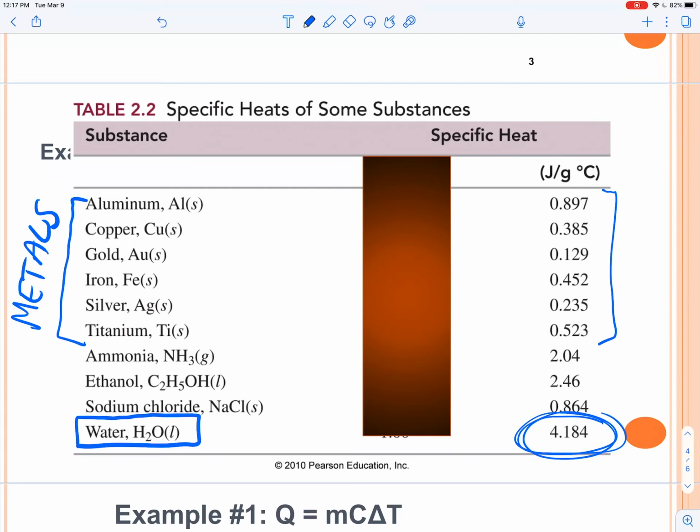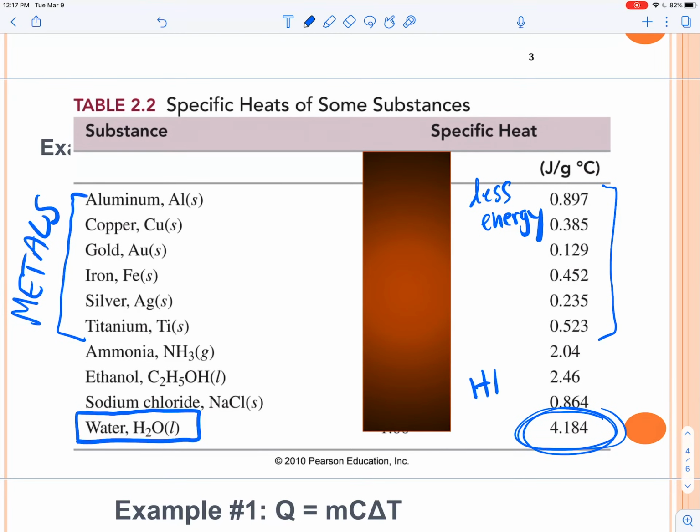Notice this big number compared to the rest, right? So what that means is this is less energy, whereas down here is high energy. So what that means is metals heat up pretty quickly compared to water, right? So metals will heat up and cool down really quickly, whereas water takes a lot of energy to heat up, and it actually takes a long time for water to cool down as well. If you've ever had a hot bowl of soup, you know exactly what I mean.